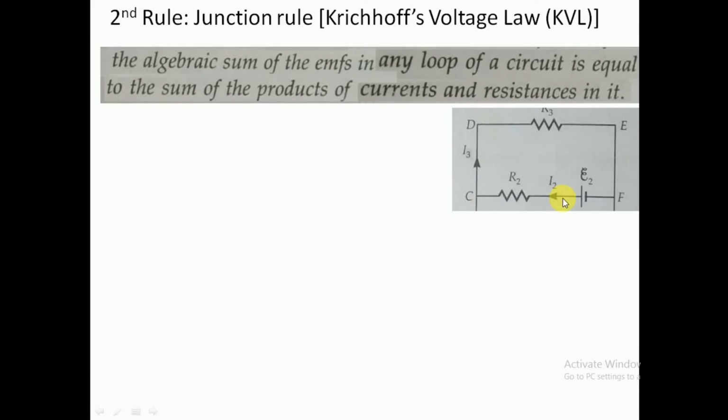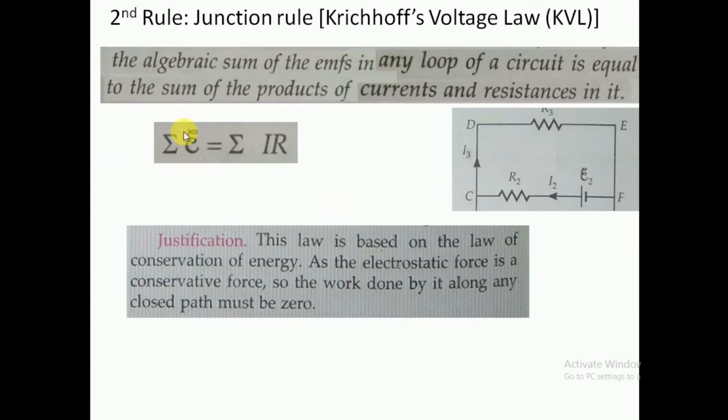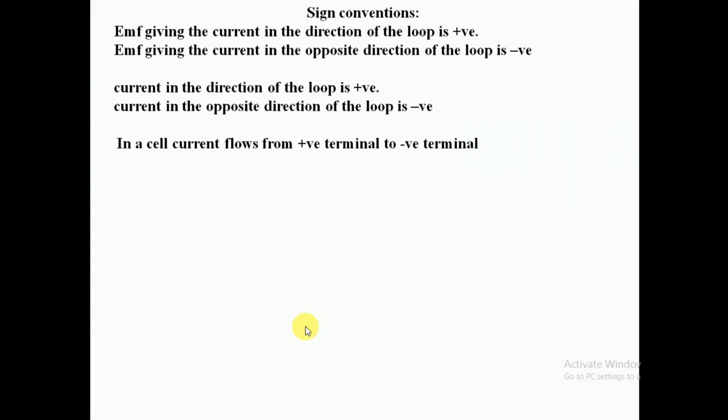So in mathematical form we can write summation of E. So sum of all the EMF is equal to sum of product of current and resistor, and this law is based on the conservation of energy. Now in order to use this rule we have to have sign convention.